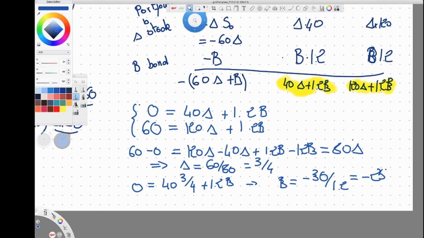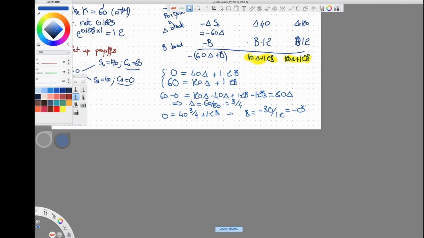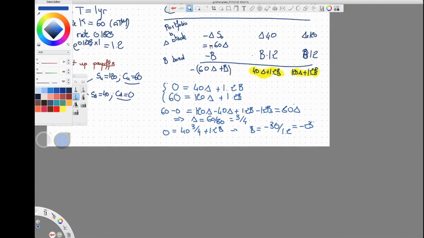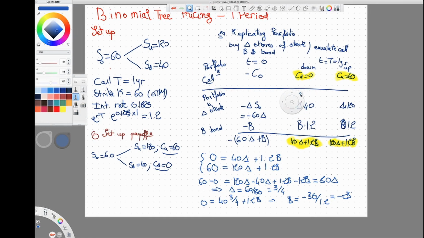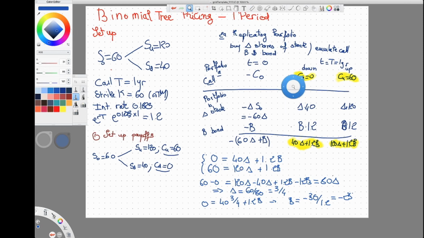All right, so now what have we done? Well, what we did is we made sure that these payoffs here and here were the same as these payoffs. So to conclude, we're going to say, well, if the payoffs are the same, then the price must be the same. That's the law of one price.